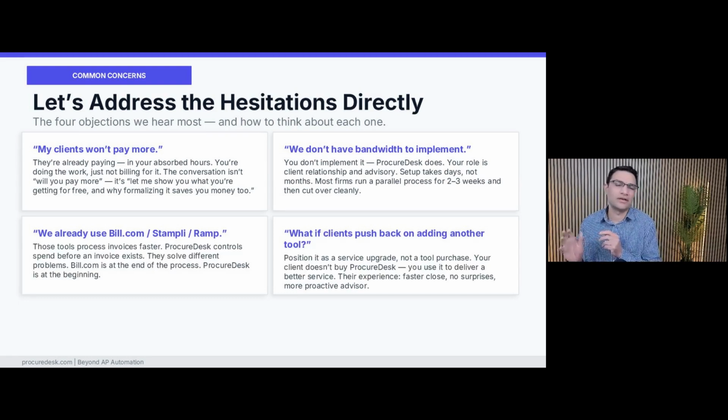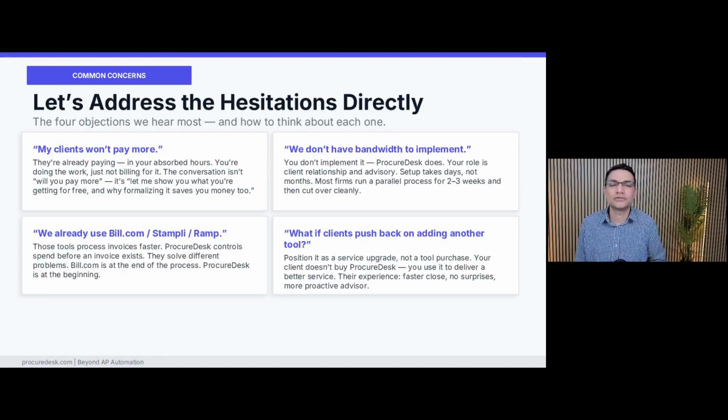ProcureDesk is not another AP tool. We are designed for spend control with AP as a part of it. So it works very well for clients who are struggling with spend control. If it's, okay, I don't care about spend control and all I need is my invoice process and to pay the vendors whenever we can, then they're not a right client for advisory services, and they're not a right fit for something like ProcureDesk.